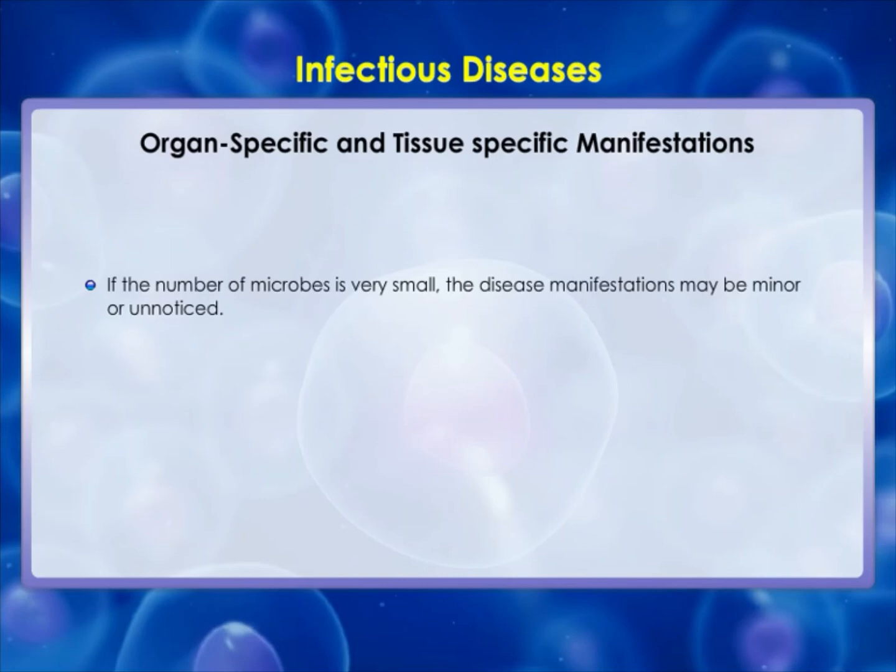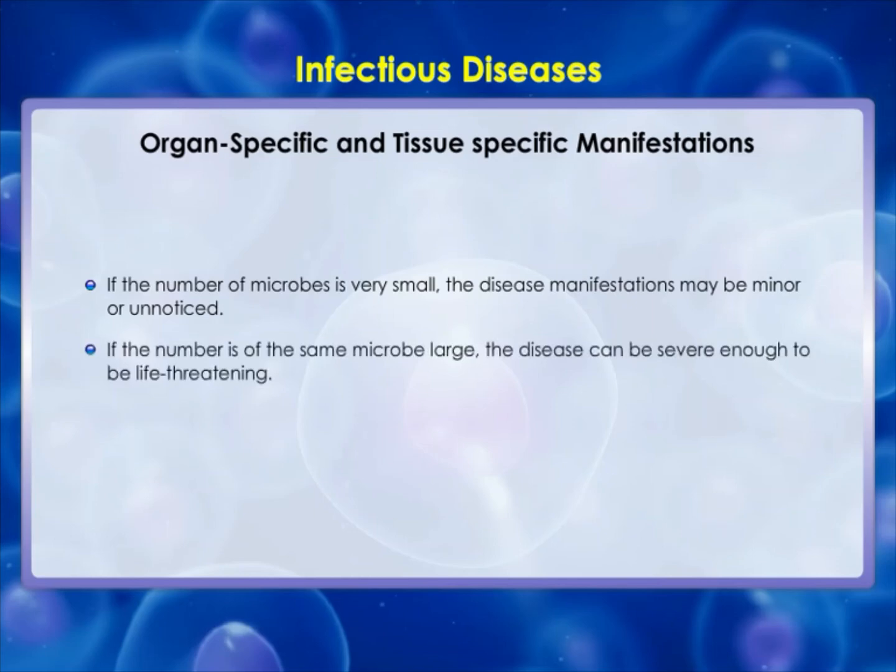It is also important to remember that the severity of disease manifestations depends on the number of microbes in the body. If the number of microbes is very small, the disease manifestations may be minor or unnoticed. But if the number of the microbe is large, the disease can be severe enough to be life-threatening. The immune system is a major factor that determines the number of microbes surviving in the body.